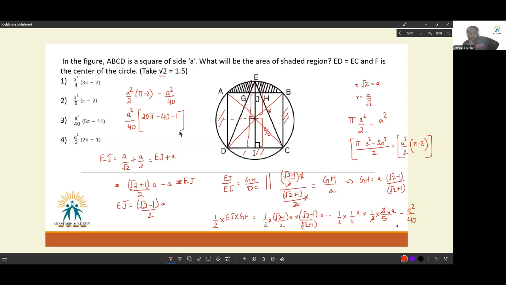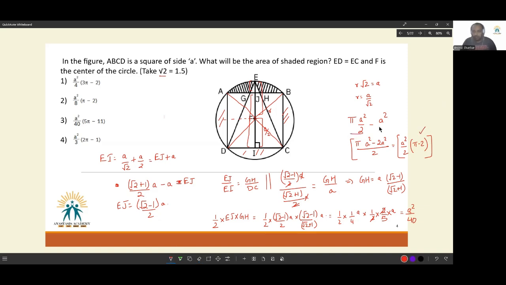I think there is some mistake in my working here. Pi A square by 2 minus A square. So pi A square minus 2A square by 2. Okay. Huge mistake that I've done. That renders this subsequent working entirely wrong. The mistake that I've done is here, this calculation.